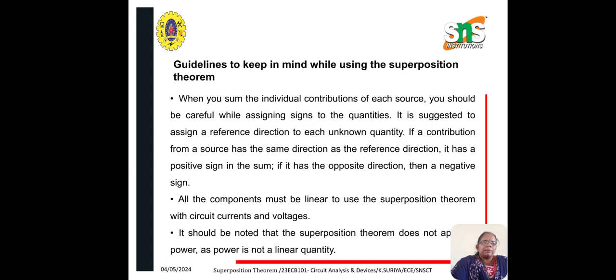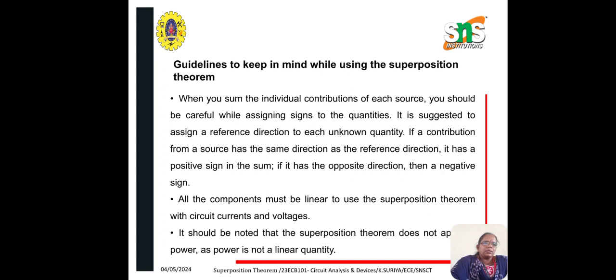So next we will see some guidelines for using the superposition theorem. All the components must be linear with the circuit voltage and current whenever using the superposition theorem. Since power is not a linear quantity, it should not be used with power. Ideal voltage source should be removed. Ideal current source should be removed so that it can be replaced with an open circuit. Next, real voltage source should be removed to replace with the internal resistance.